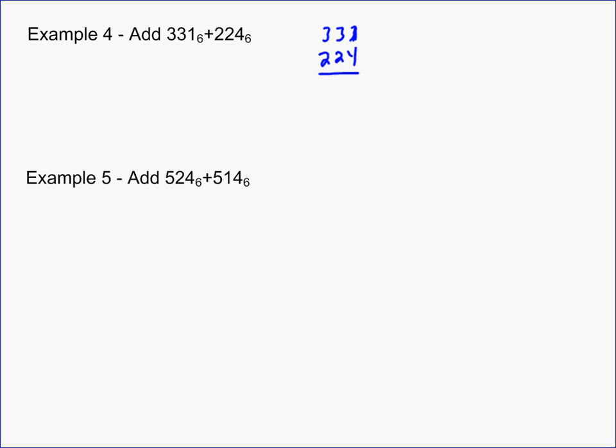1 plus 4 is 5, and so that means we just have 5 6-to-the-zeros. It also means we have 5 6-to-the-ones and 5 6-squareds. We didn't have any extras, so we don't need to do any carrying. So the answer to this problem is just 555 base 6.